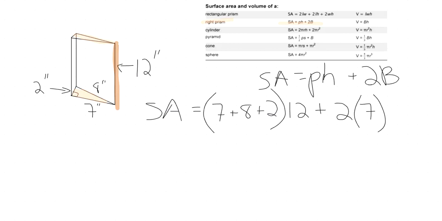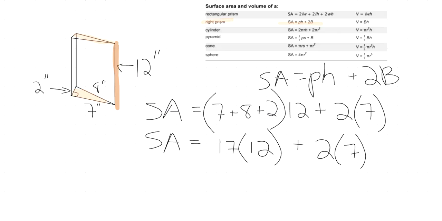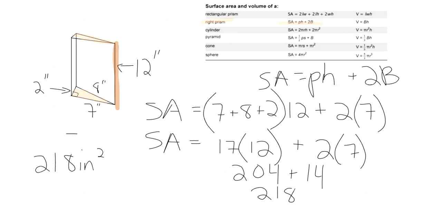So now I can rewrite this as 17 times 12 plus 2 times 7. So I'll do 17 times 12, and I get 204 plus 2 times 7 is 14. And so that becomes 218. We're dealing with inches, and we're dealing with an area problem. So my final answer would be 218 square inches.